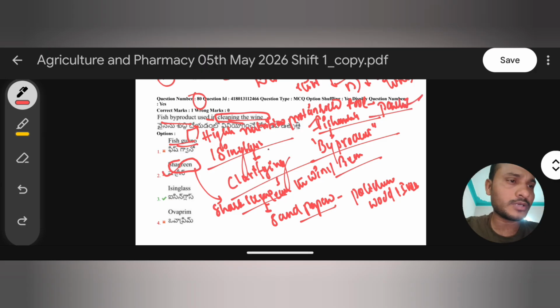So like that we have various fish byproducts, but in this context the fish byproduct used in cleaning the wine is isinglass, and it is used as a clarifying agent to clean the wine and beer. So the right answer is the third one.